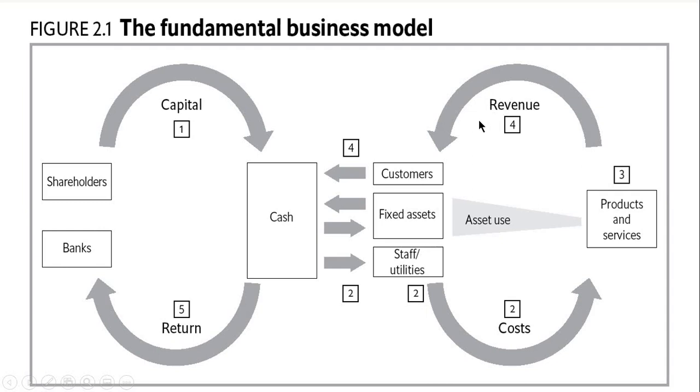So revenue will come from customers. You sell products to customers, you earn revenue, you recognize revenue. Of course, after deducting necessary expenses from revenue, you now have number 5, the return. So it's just a cycle. The interest will be paid to the creditors, for example the banks, and part of the return will be distributed as dividends to shareholders.